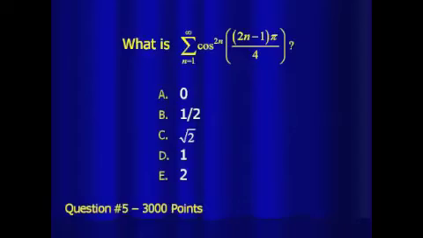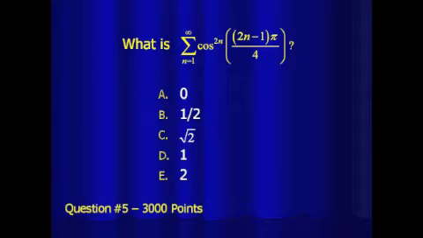All right, here comes question 5. It's an infinite series. The sum from n equals 1 to infinity of cosine to the 2n power of that expression there, 2n minus 1, that quantity, times pi over 4. What is that sum? Is it 0, a half, square root of 2, 1, or 2?